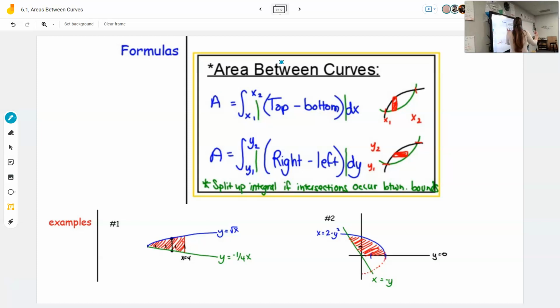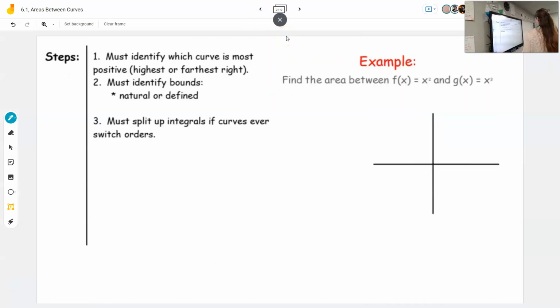And if you don't know who's who, what's our fail-safe? We want the bigger minus the smaller, and if we don't have a picture, and if we don't know who's who, we'll just throw in absolute values and say, just make it positive and it'll be okay. So we have a fail-safe. We can use absolute value if we don't know. But if we do know, if we can see it, we're going to pick the bigger one minus the smaller one, which will be the top guy minus the bottom guy. Or if it's oriented differently with y's instead of x's, it'll be the right guy minus the left guy.